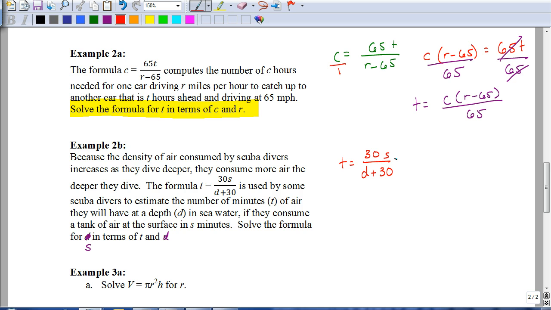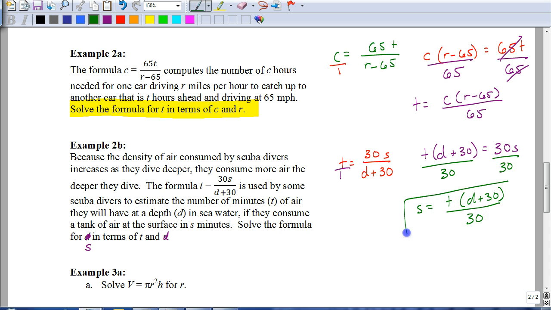Okay, so you should have had a chance now to try this out. So let's see what you should have gotten. Again, our goal is to get the s by itself, so I'm going to cross multiply. So it'd be t times d plus 30 equals, again, we're going to set that up as t over 1, so 30s times 1 would be 30s. Trying to get the s by itself, we would divide both sides by 30. The answer would be t times d plus 30, divided by 30. That would be your answer for this problem.